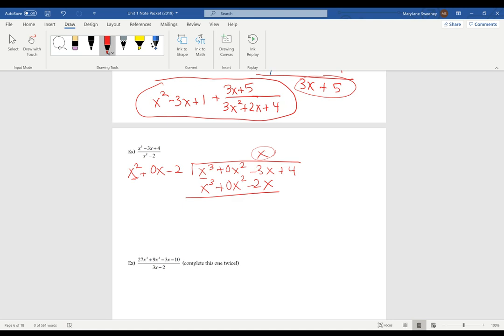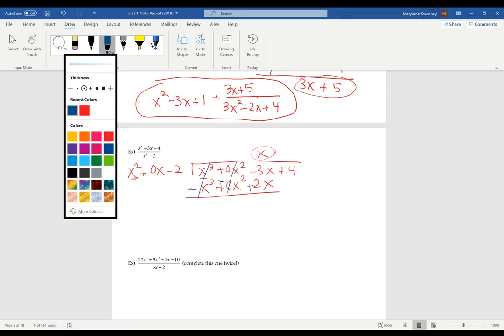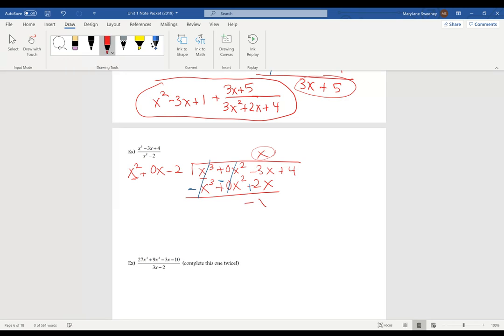I'm going to subtract going down. So minus, minus, plus. Those cancel. These actually happen to cancel. And I get negative x plus 4. Now, I can't put an x squared into an x, so that lets me know I'm done. So my answer could be x plus remainder over divisor, or if it's just asking me quotient and remainder, quotient is the x, remainder is the negative x plus 4.